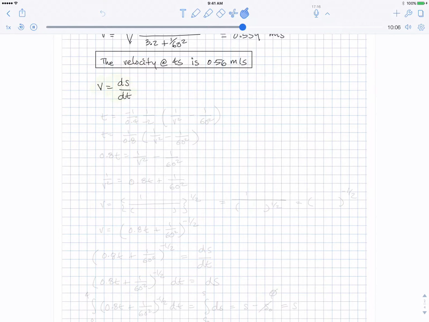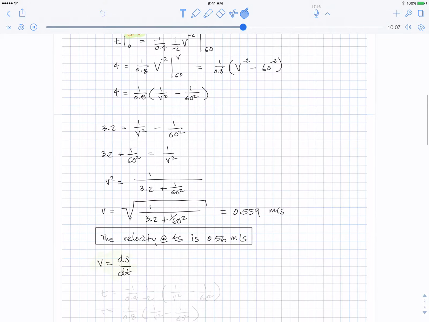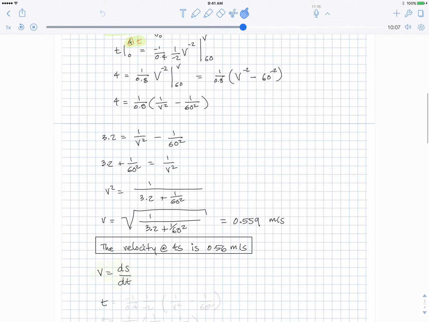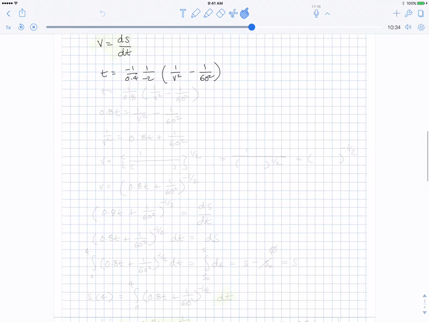And so what we will get, let me go down here. Let's write this in. t equals minus 1 over 0.4 times 1 over minus 2, 1 over v squared minus 1 over 60 squared. We need to solve that for v. Okay, so we're going to have t equals 1 over 0.8, the negatives cancel there, 1 over v squared minus 1 over 60 squared.